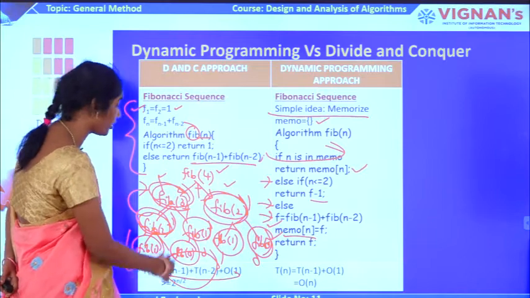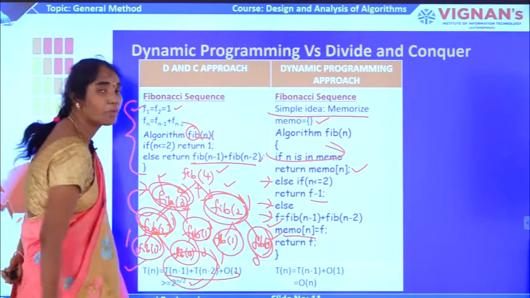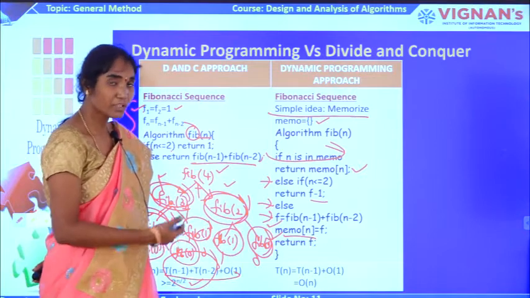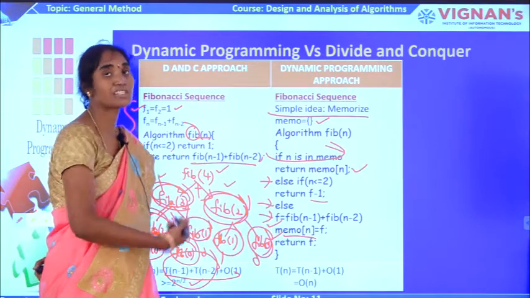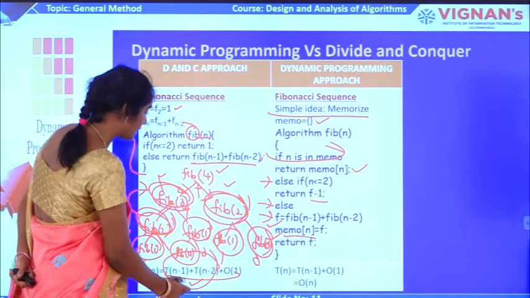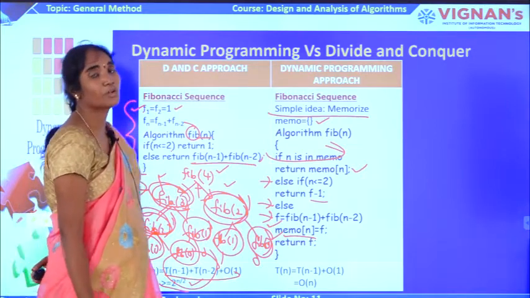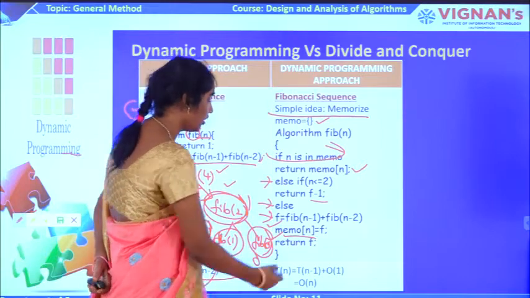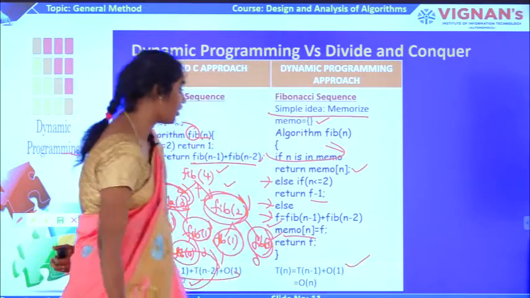So for computing all these, I require 2 to the power of n by 2. If I am solving by using the substitution method, it yields T of n which is greater than or equal to 2 to the power of n by 2.